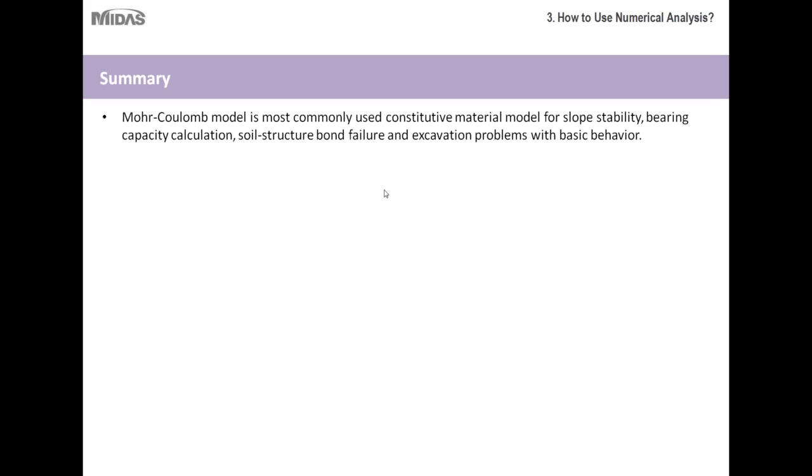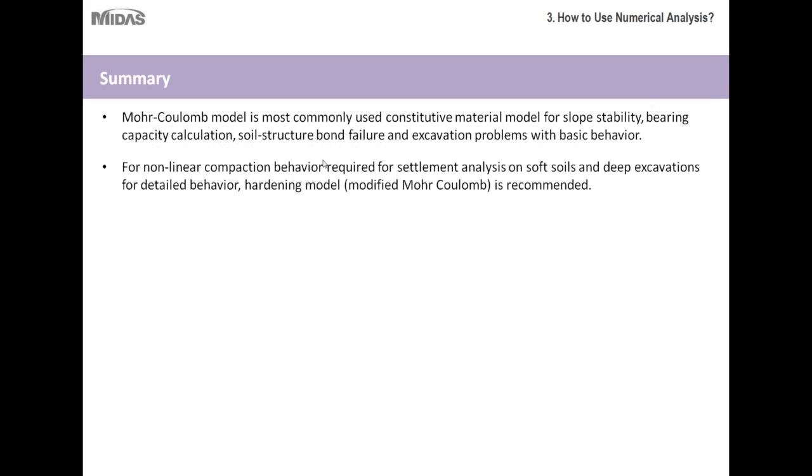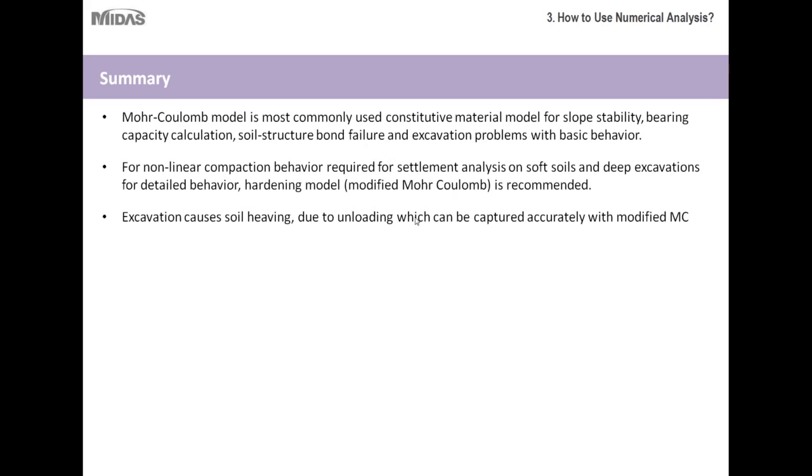Okay, so now let's have a brief summary here. The Mohr Coulomb model is the most commonly used constitutive model for slope stability, bearing capacity, soil structure, bond failure, and excavation problems with basic behavior. So once again, if you have any of these projects, the Mohr Coulomb model typically will be your best option. For nonlinear compaction behavior required for settlement analysis on soft soils and deep excavations for detailed behavior, the hardening model, also known as a modified Mohr Coulomb model, is recommended. Excavation causes soil heaving due to unloading, which can be captured accurately with a modified Mohr Coulomb model. It can't be accurately captured with the Mohr Coulomb model, actually.